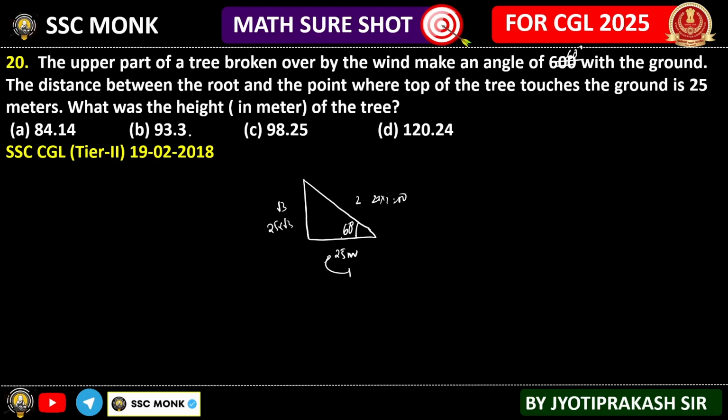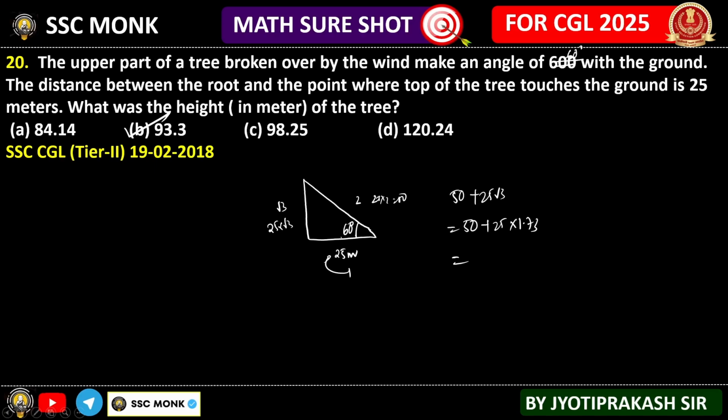Yes or no? Yes. It is asking what is the height of the tree. That means the total height of the tree it is asking about. Sir, total height is equal to what? This is 50 plus 25 root 3. So you can write 50 plus 25 into 1.73 and you can find the answer. That is close to 93.3.